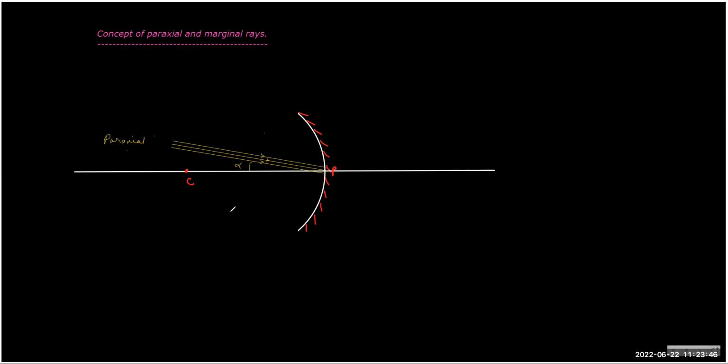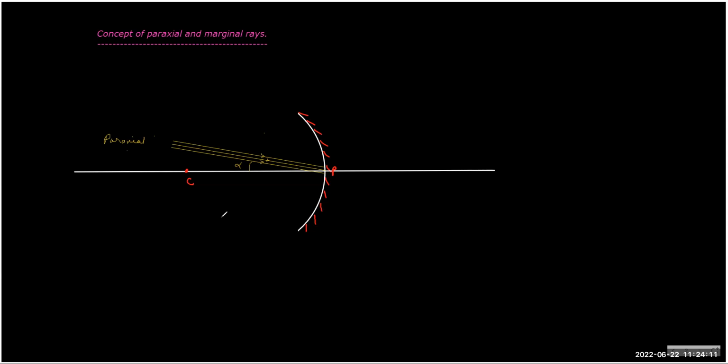What you need to realize is that paraxial does not mean parallel to principal axis, because in many books, especially at the high school level, they draw the paraxial line as parallel to the principal axis, but that is a wrong notion. The paraxial need not be parallel to the principal axis, it can be at some angle.